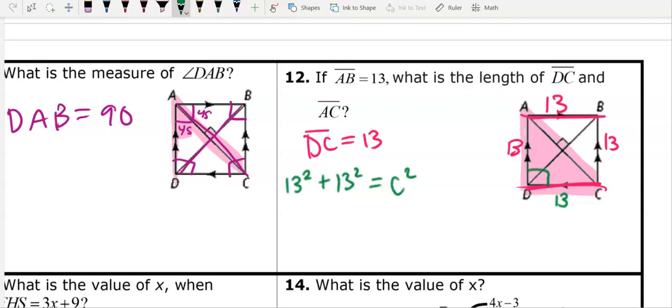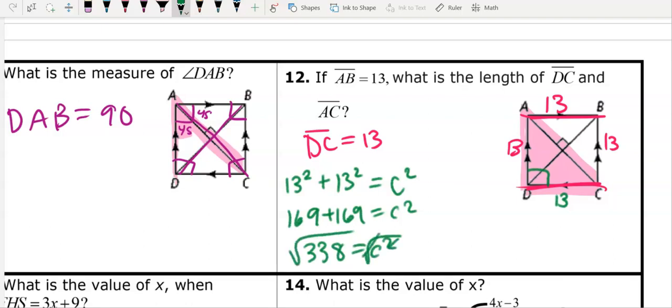13 times 13 is 169. 169 plus 169 is 338. Next up, we would take the square root of both sides to get C. And the square root of 338, when we simplify that, we look for a perfect square that multiplies into that. We just did that. 13 squared was half of 338.